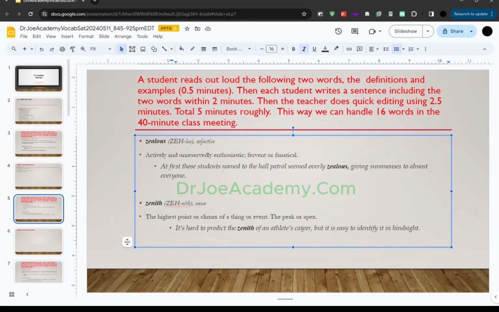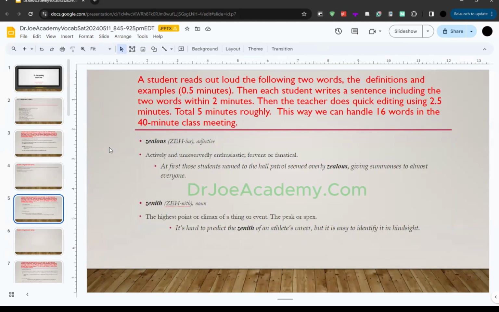So now we're going to do the same thing as last time, and I'm going to give you guys a couple minutes to reread these definitions if you need to and go over them, and then start working on your sentences, including these two words. If you have any questions or if you need any help with writing your sentences, then let me know and I will help you. But you can go ahead and get started.